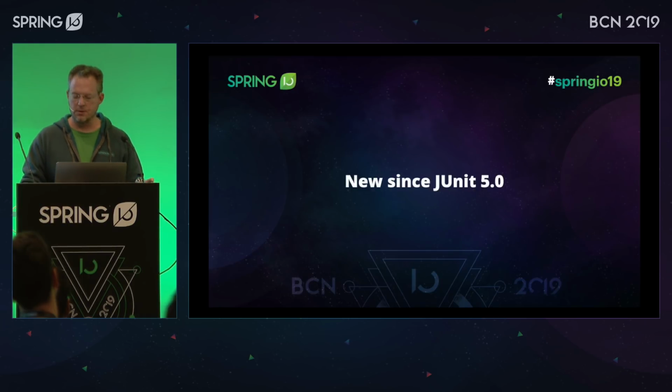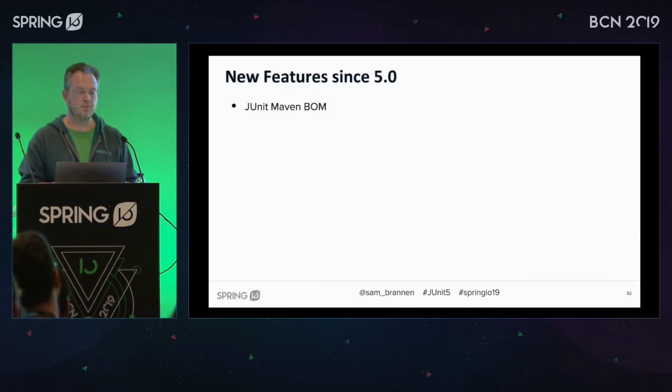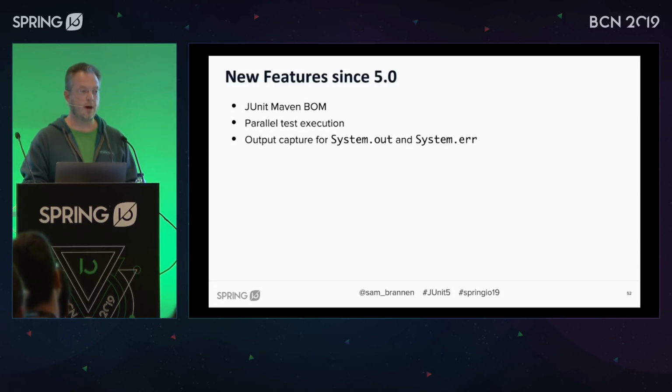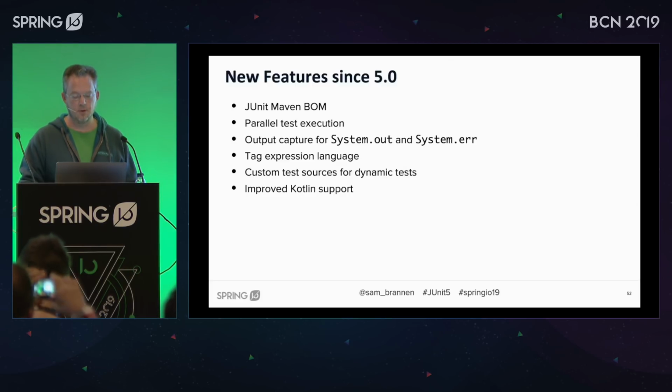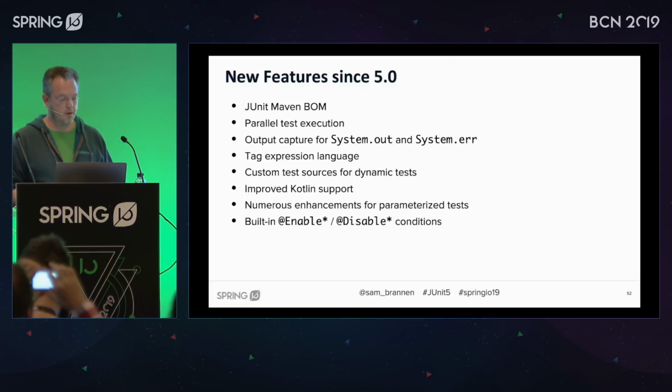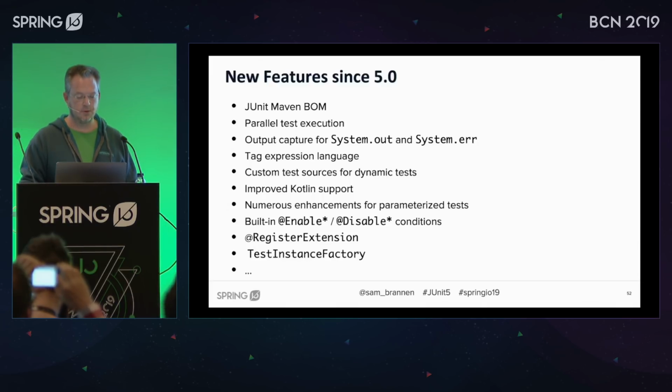So what's new since the major release of JUnit 5? Some of the features we mentioned. One I didn't mention was we introduced the JUnit Maven BOM. So if you're not using Spring Boot, you might want to look into the BOM for simplifying dependency management. Parallel test execution, we saw that. There's also support for capturing system out and system error that came along with the parallel test execution. We mentioned that. Custom test sources for dynamic tests if you're into dynamic tests. If you're into Kotlin, the Kotlin support improves over time from external contributors that are really keen on using Kotlin. @RegisterExtension, TestInstancePostProcessor, and several more.